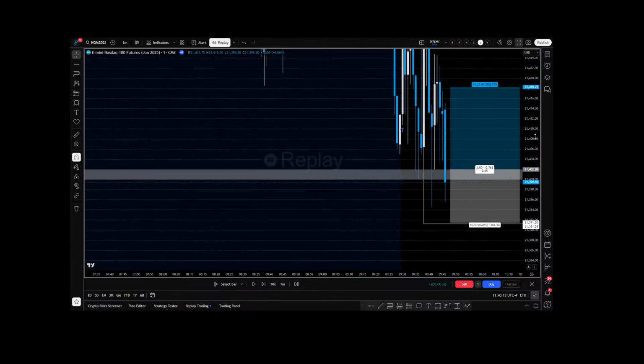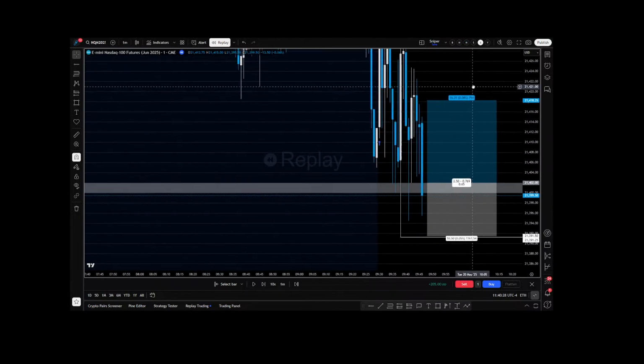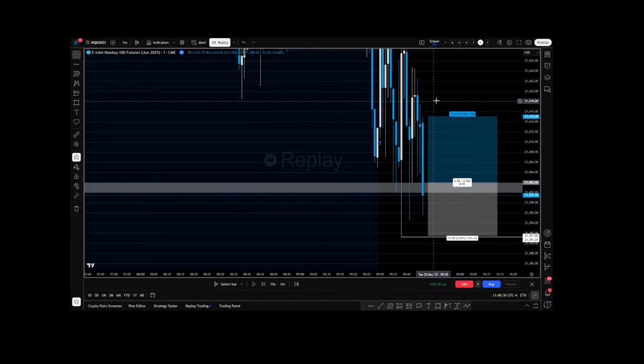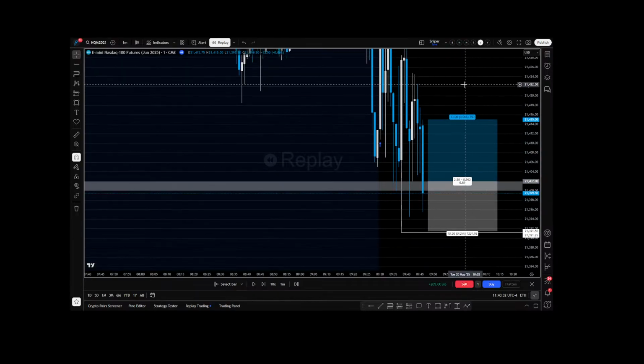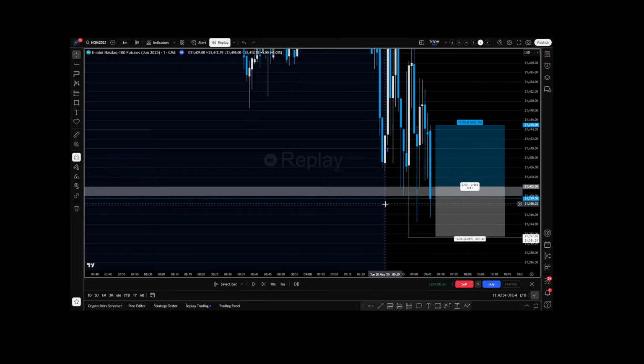Something else to be mindful of, especially when trading NQ, right? We see multiple 100-point moves every day. I'm always aware of where our nearest big round number is. So 21,400 is right here. That's a big psychological number, so there's often some reaction there. But if I was to take the setup, this is what it would look like.